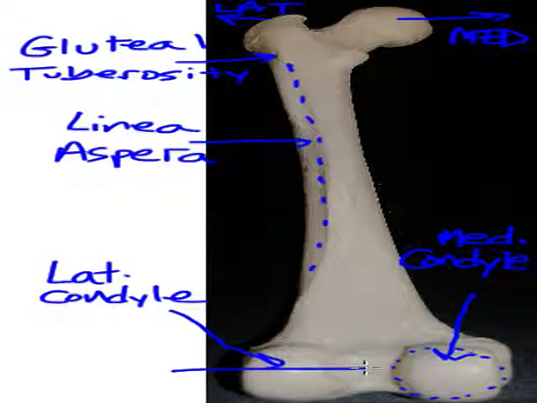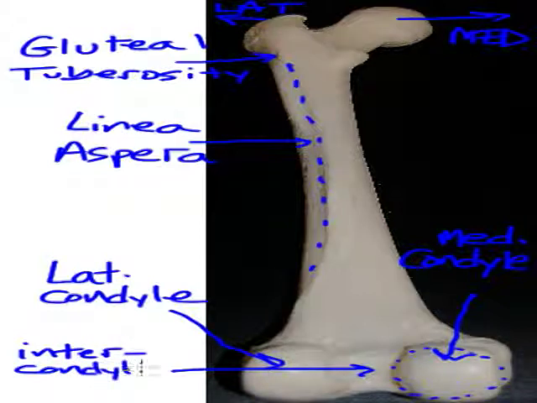In between our two condyles, we have a groove. This is called the intercondylar fossa. Intercondylar, between the condyles, only visible from the posterior view. It provides room for blood vessels and nerves, as well as ligaments, to hold the knee together. There's no room on the anterior side because of the patella bone.